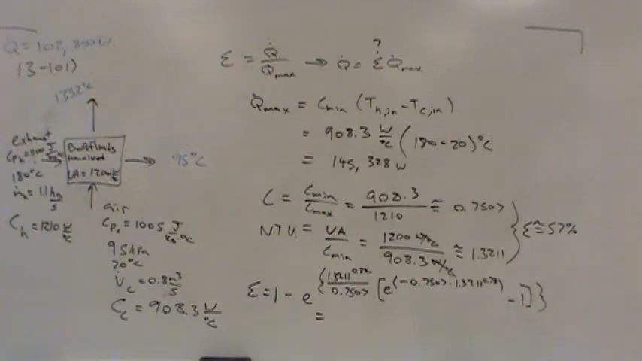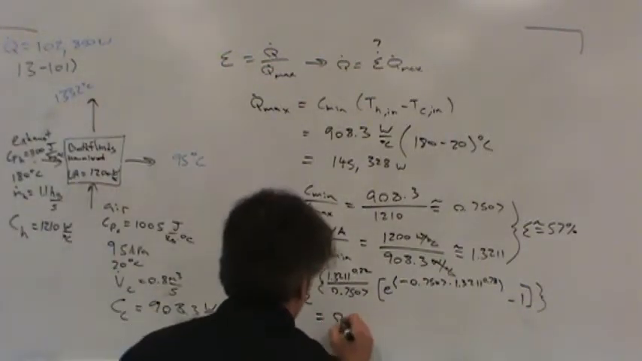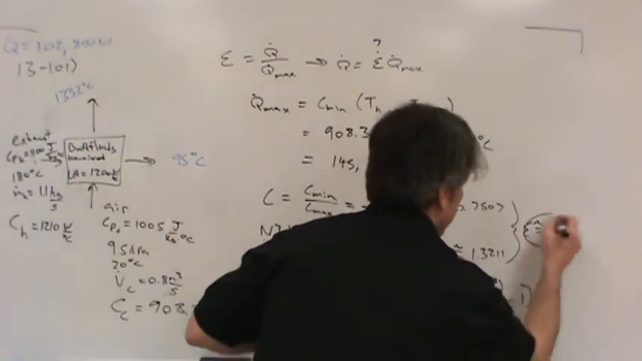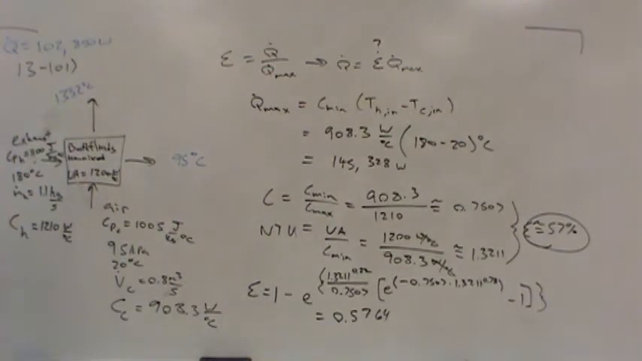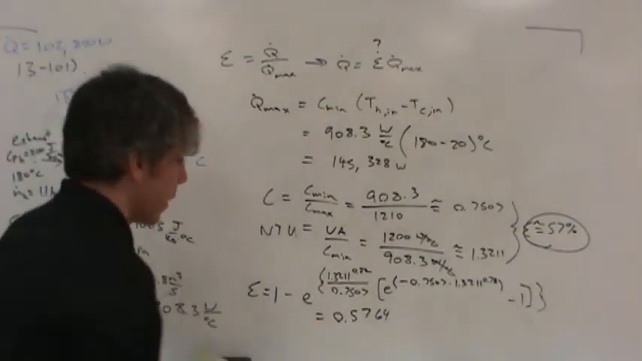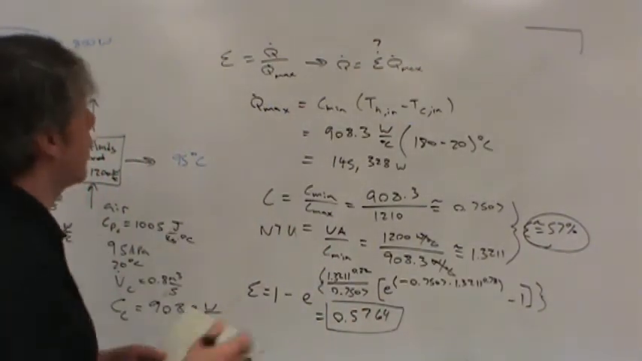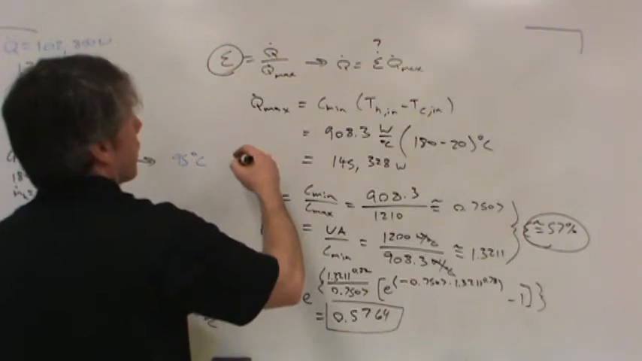And the number I got when I plugged this into my spreadsheet was 0.5764. So I think that Mr. Caulfield's eye was pretty darn good on that one. 57%. Good job. So the number we get that's a little more accurate is 0.5764. Okay, what is that? That's this effectiveness. We've just found the effectiveness.